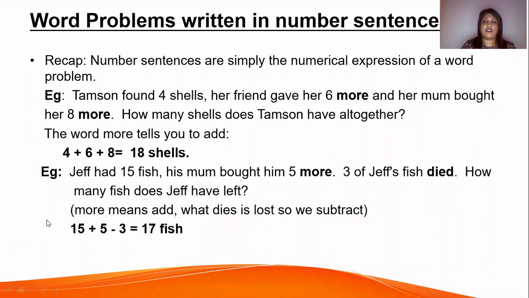Now if something dies, obviously it's lost, so 3 died. So I'm going to subtract 3. So my number sentence will read 15 plus 5, which is what they bought. I'll have to add it on, and the 3 that died I'm minusing. So 15 plus 5 gives me 20, minus the 3, 20 minus 3 gives me 17 fish. So again, the word more is the clue to add, and the word died tells me we've lost something, so we've got to subtract. Let's look at another example.